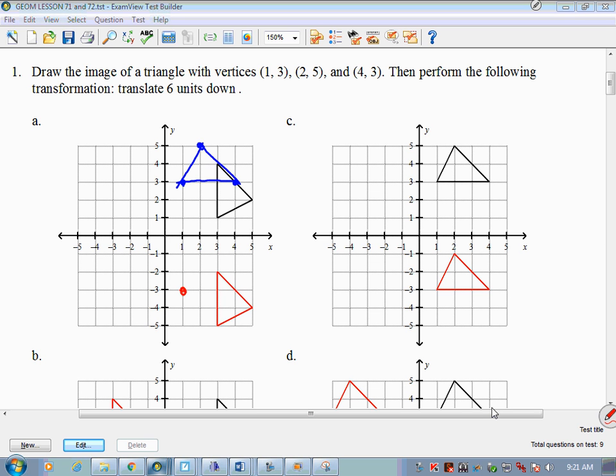And for those, every individual point is 6 units down. So on this next one, I'm going to go 1, 2, 3, 4, 5, 6. And in the next one, 1, 2, 3, 4, 5, 6. Okay, so I should wind up with something that looks like that. What does that match up with as far as what we can see? Matches up with C. Good. So everything moves independently 6 units down. Okay?